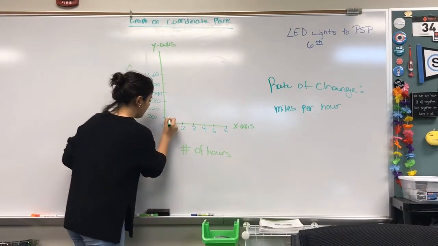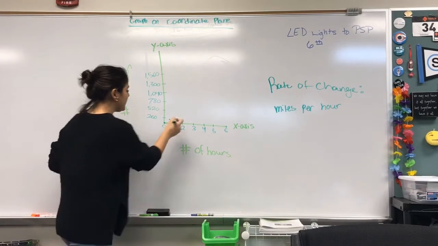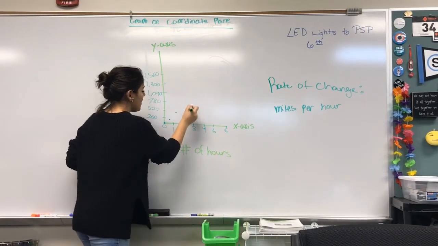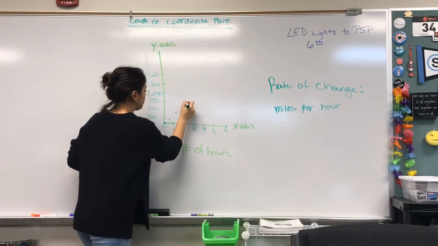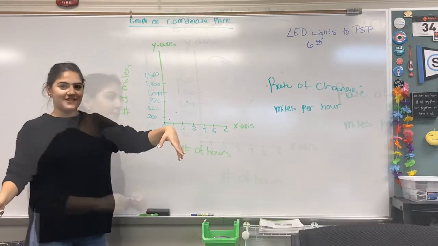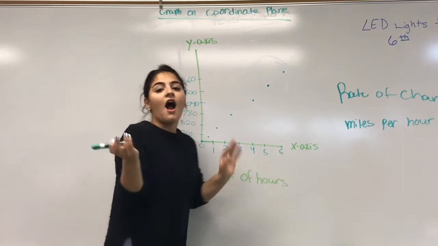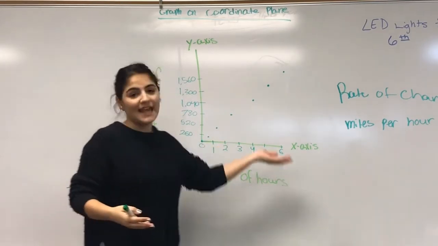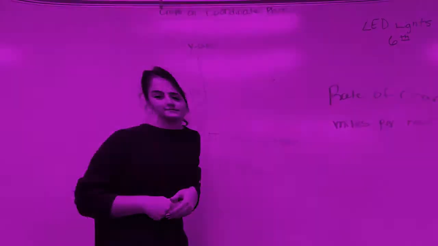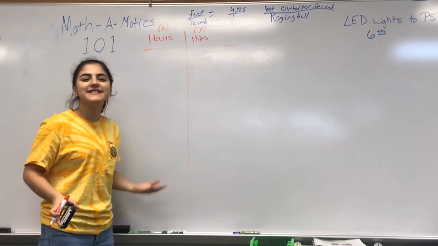So we can determine that 1 hour equals 260, 2 hours equals 520. We can see that 3 hours equals 780, and so on and so forth. So now that we have dotted our graph, it will help us determine our table.